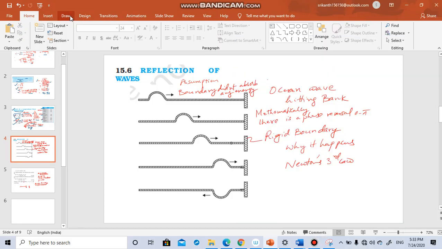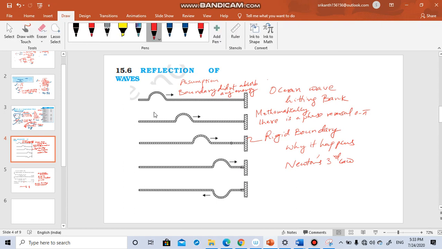So next we are going to discuss reflection of waves. You can see the diagrams here. They pretty well explain themselves. This is a pulse which is going and hitting a rigid boundary. Rigid means fixed. An example is an ocean wave hitting a bank, a shore. You cannot shift the shore, right? The shore position is fixed.